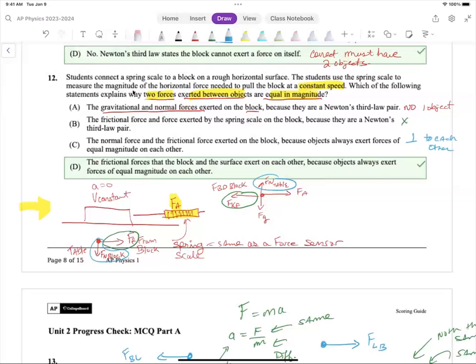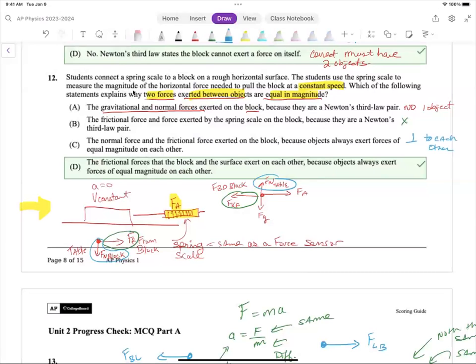B, the frictional force and force exerted, so they're talking about F_A, the force applied, and the force of kinetic friction by the spring scale. They're Newton's third law pairs. Well, again, that is acting on the same object. It cannot be a third law pair on the same object.